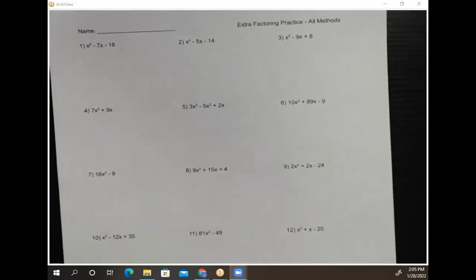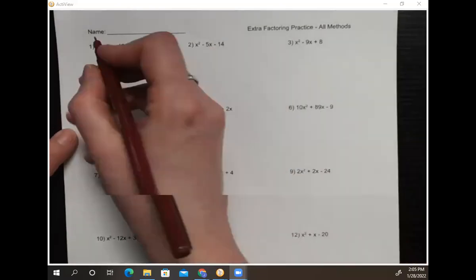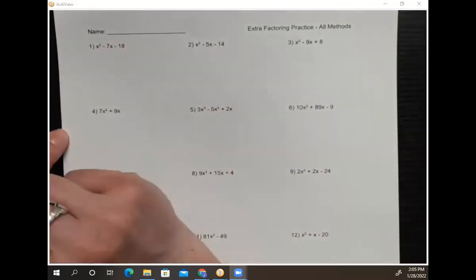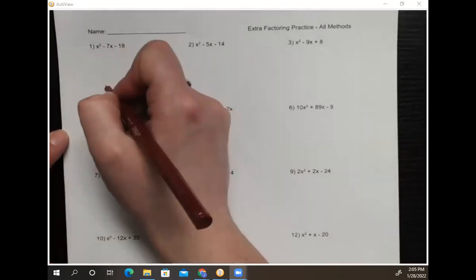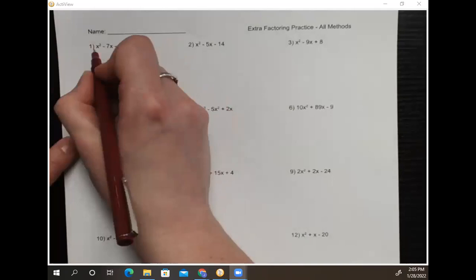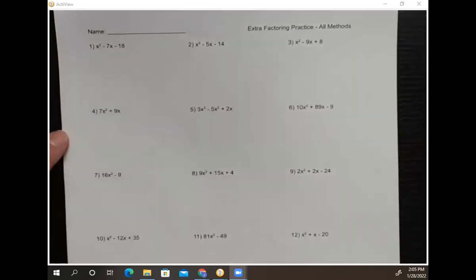So to start, we're going to look at number 1. Remember, the first thing I always want to look for when I'm factoring is: is there a greatest common factor? Is there something I could divide out of all of these terms and not have a remainder? For number 1, there's no common factor. -7 and -18 don't have any common factors. Our x squared term doesn't have a lead coefficient that I can see.